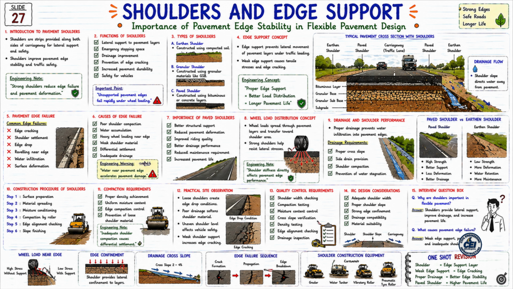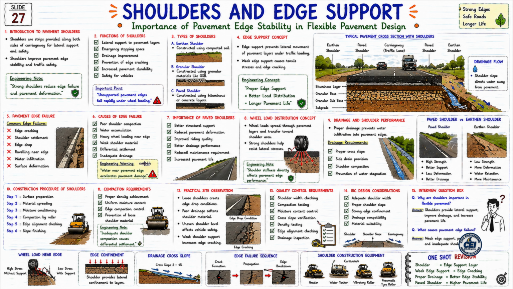Now let us look at the 13th topic. 1-3 quality control requirements. What QC checks are done in shoulder construction? Shoulder width checking, compaction testing, moisture content control, cross slope verification, density testing, edge alignment checking, drainage inspection, and proper QC ensures durable shoulder performance.